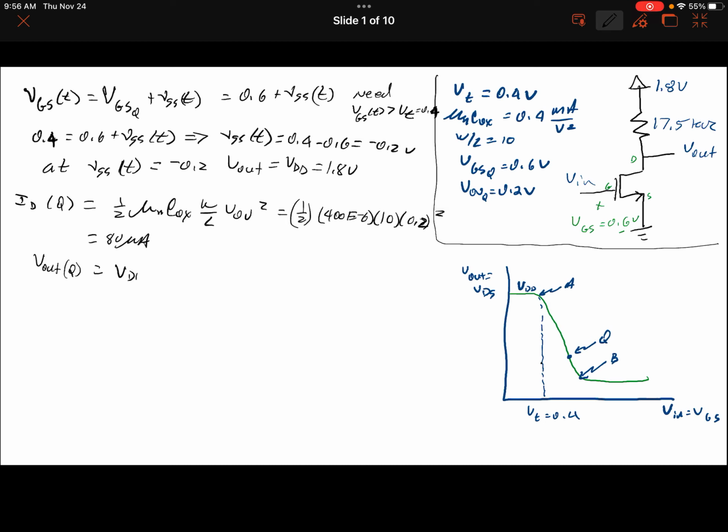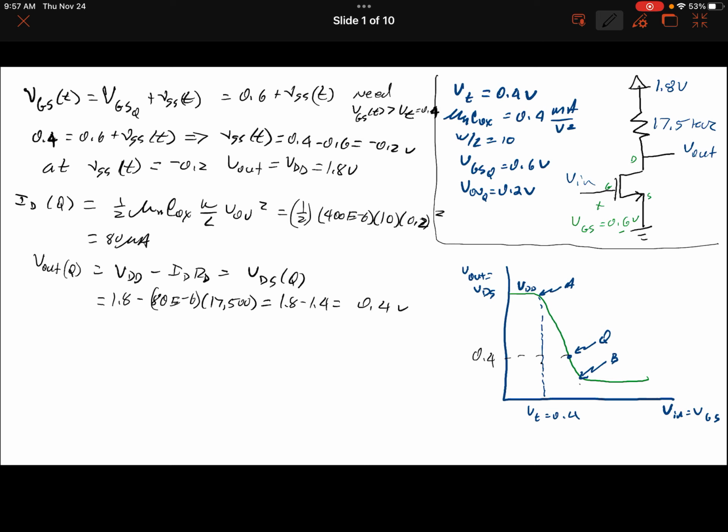And then we can easily find Vout. Vout at that Q point would be VDD minus ID RD, because this equals VDS at Q. That's what Vout is. So we've got 1.8 minus 80 microamps, and I've said we've got 17.5K ohms for RD, so times 17,500. Put all those in, we've got 1.8 minus 1.4, which is 0.4 volts. That's the output voltage here.